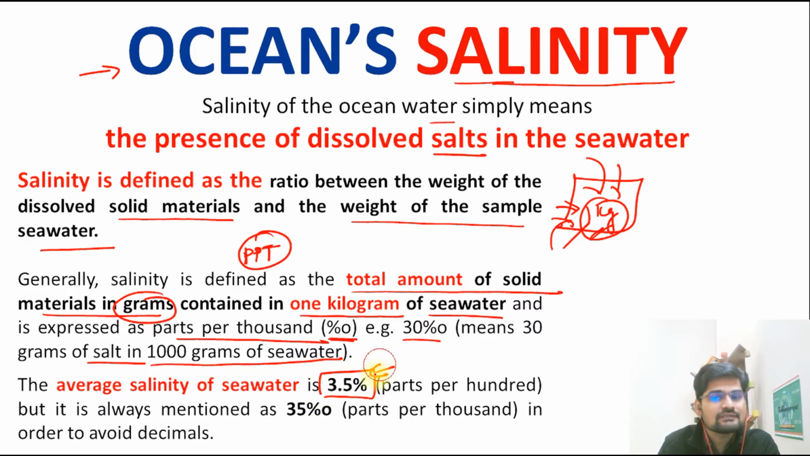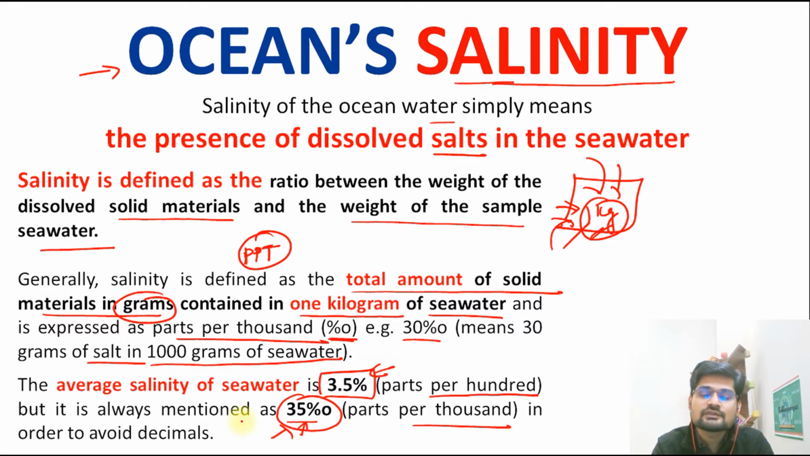So the average salinity that has been calculated of seawater is 3.5%. So in percent, that is parts per 100. But if we say 35 ppt, it is basically parts per 1000. That is important to remember. So 35 is the standard average value across all the oceans or seawater on the earth. So the value is 35. That is an important point to remember.